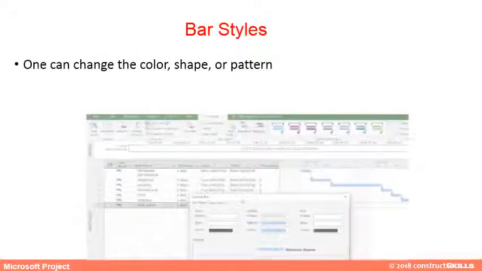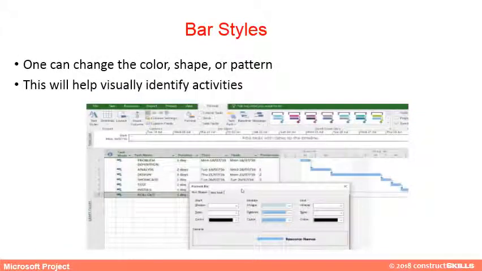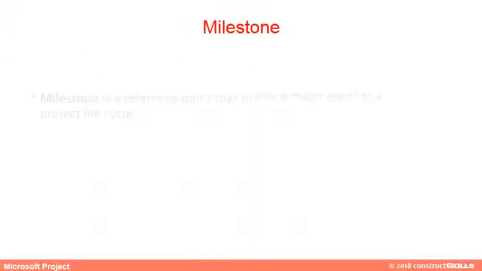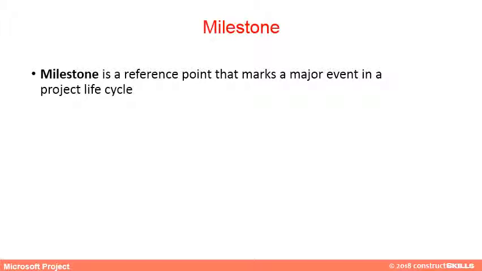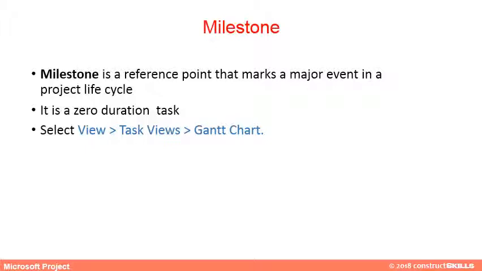Bar styles. One can change the color, shape, or pattern of a bar. This will help visually identify activities. Milestone. It is a reference point that marks a major event in a project life cycle. It is a zero-duration task. It can be incorporated by going to View, selecting Task Views, and selecting Gantt chart. The symbol of a milestone is like this.